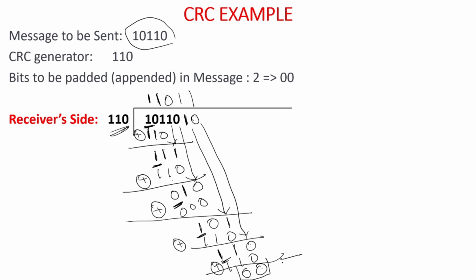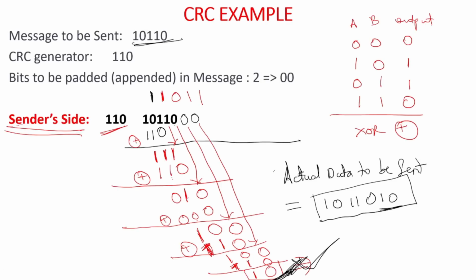Since we are getting 0 at the end, the receiver will know that the data sent by the sender is correct and it has no error. So this way CRC is solved. The main part is the sender side.